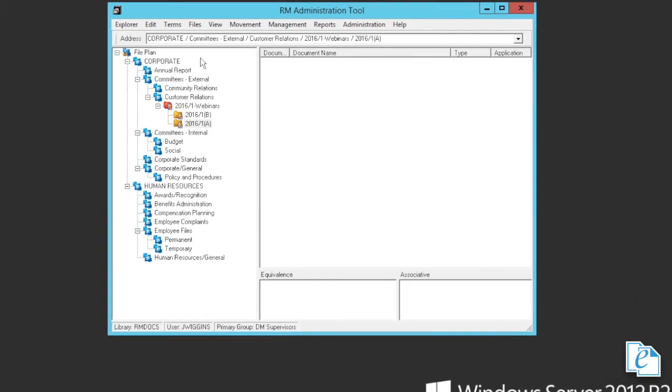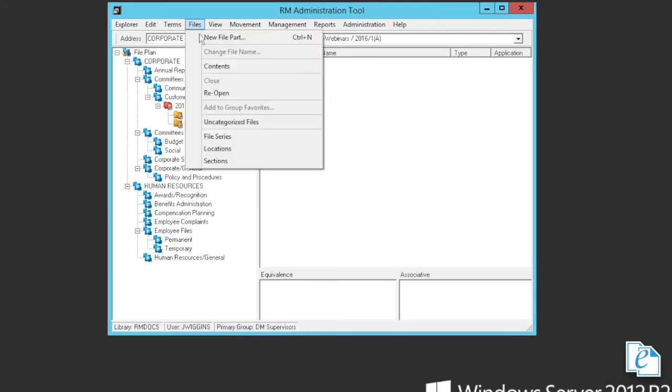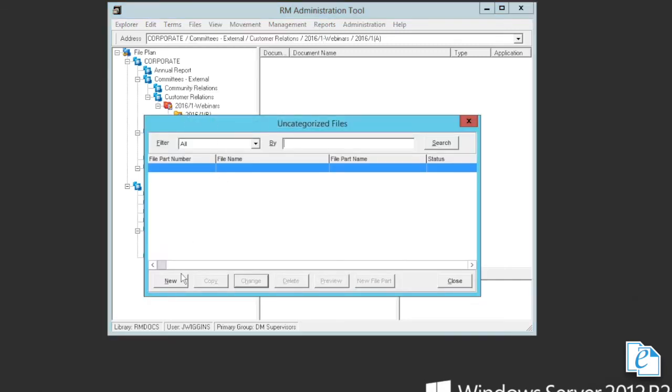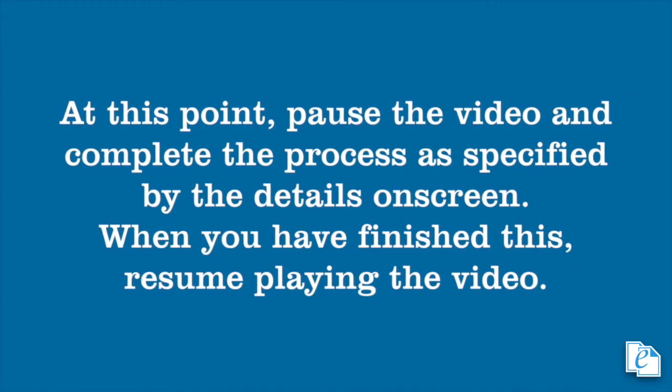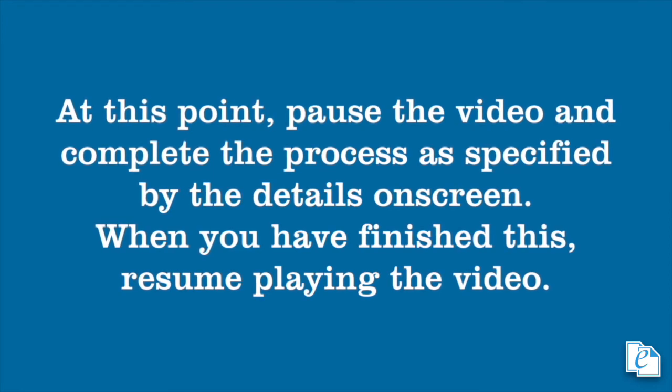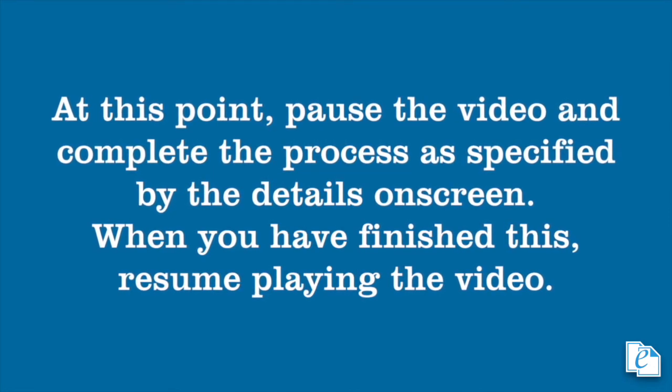To create an uncategorized file, select Files, Uncategorized Files, then click New. Since it's independent of the file plan, an uncategorized file doesn't inherit file series, security, or properties, so all of these must be set during creation. Click Select. At this point, pause the video and complete the process as specified by the details on screen. When you finish this, resume the video.